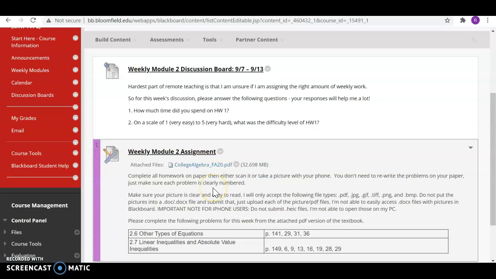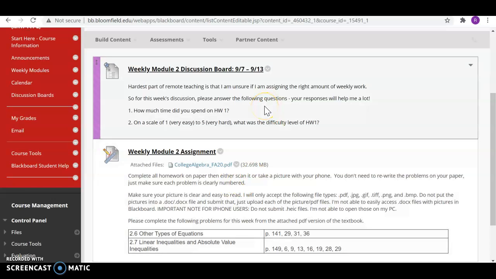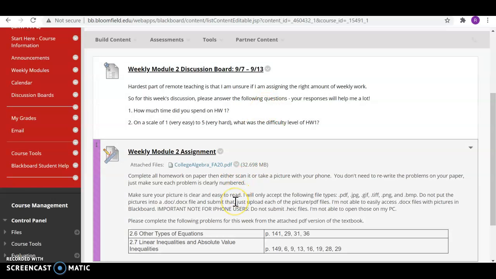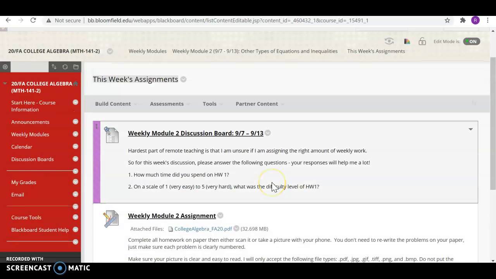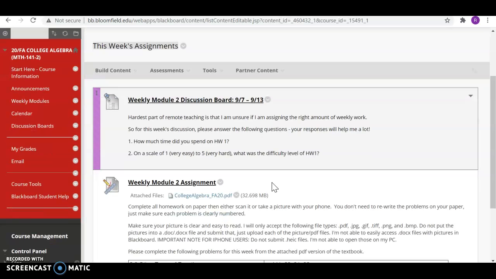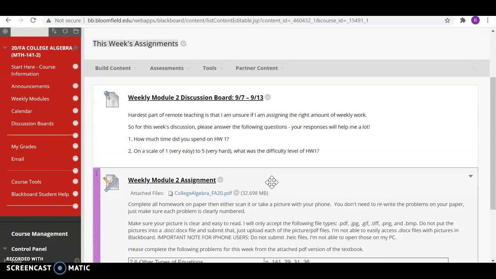Okay, and I believe I made a mistake in the video last week saying that the work is due Friday evenings, but all the work, both the discussion board and the homework assignments, are due on Sunday evenings by 11:59 p.m. And I think that's all the information that I needed to go over for this week's video.